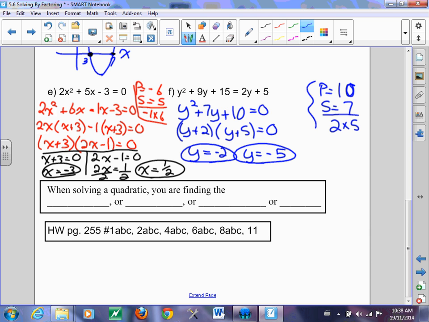Okay, awesome. Now just to summarize here, guys, when solving a quadratic, you are finding what we call the solutions. That's one term we call it. Or we call it the roots. Or if we're dealing with a graph, it's the x-intercepts. And sometimes when you're dealing with a graphing calculator, they call them the zeros because it's when y equals 0.